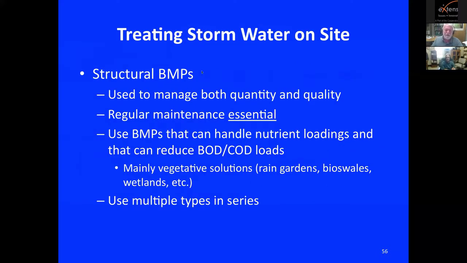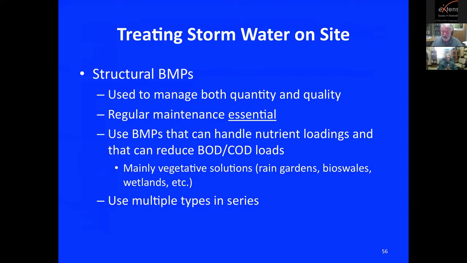How do we treat it on site? We use structural BMPs as one technique, and that's where we use it to manage both quality and quantity. One of the structural BMPs is a settling pond. The other one, that 4-bay sinuous path settling area, is a structural BMP. You need to have regular maintenance on these. You've got to be able to pull the material out that you settle out and take it back to the compost operation. We use BMPs that can handle nutrient loading and that reduce the BOD and the COD.